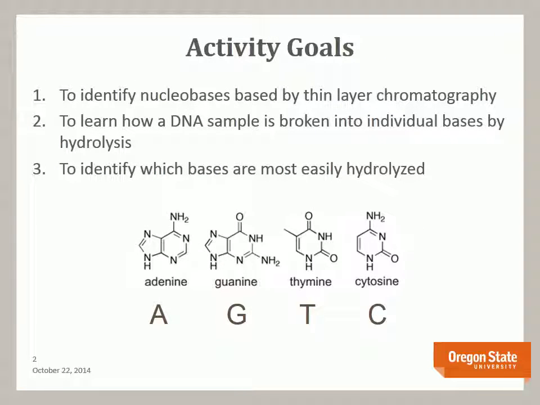Now, the goals for this activity are threefold. The first is to identify nucleobases by thin layer chromatography. The second is to learn how the DNA is broken down into individual bases by hydrolysis. And the third is to identify which bases are most easily hydrolyzed. Now, the four bases, just for a quick review, are A for adenine, G for guanine, T for thymine, and C for cytosine.